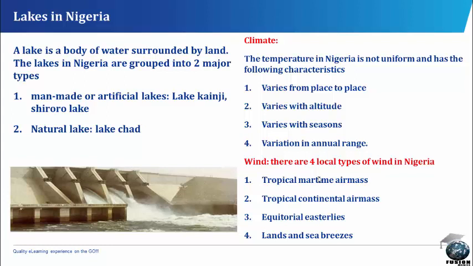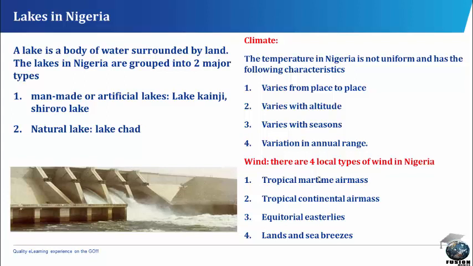Climate. The temperature in Nigeria is not uniform and has the following characteristics. 1. Varies from place to place. 2. Varies with altitude. 3. Varies with seasons. And 4. Variation in annual range. For varies from place to place, temperature is low, that is 24 degrees centigrade in the south, because of the cooling effects of the Atlantic Ocean, while it is high in the north with over 28 degrees centigrade because of the distance from the sea.